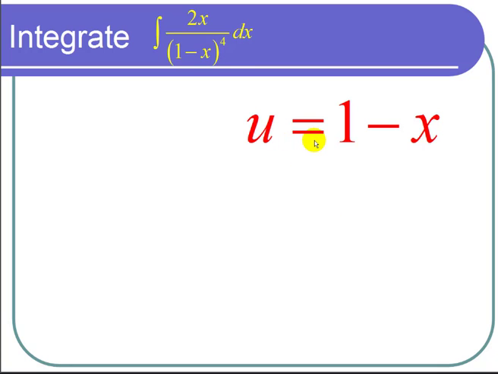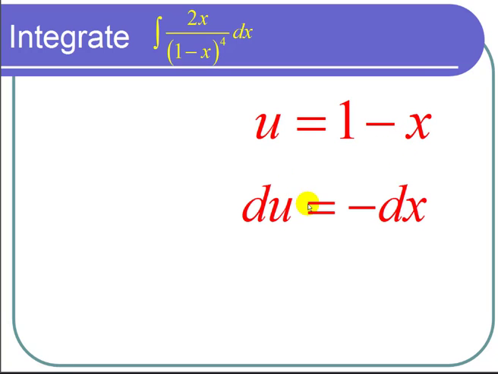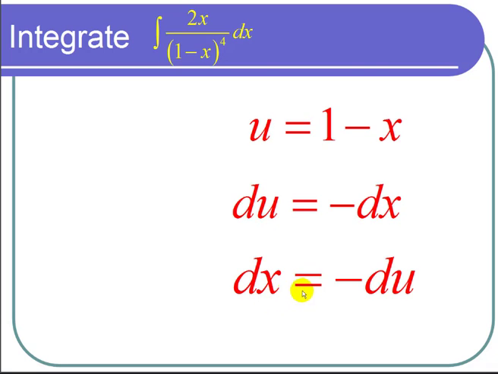We're going to let u equal what's in parentheses, or just 1 minus x. The derivative of 1 minus x is negative 1. So I get du equals negative 1, or negative dx. I can multiply left and right by negative 1 and get dx is equal to negative du.